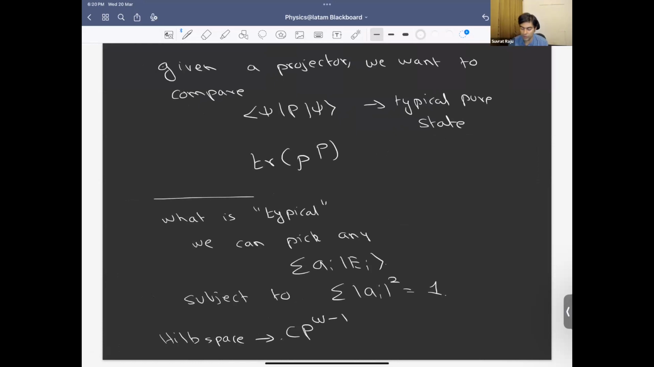So the first question about the projectors. The projector is just a physical projector, right? So maybe you measure some physical observable. It has a spectral decomposition. And the projector just tells you the probability of getting one number.